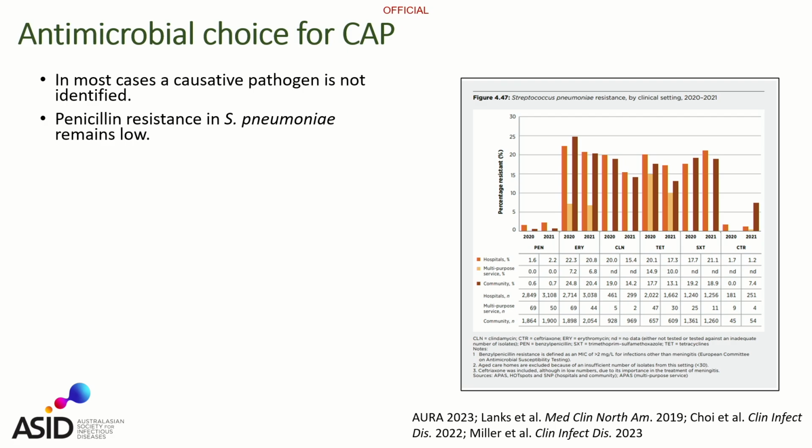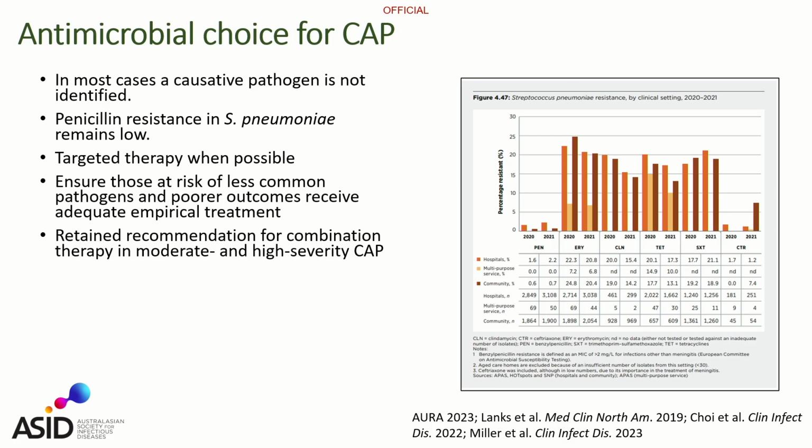Looking at the AURA data published in 2023, penicillin resistance in Australia remains very low. It is important to note that other agents that can be used as monotherapy, particularly for low severity community-acquired pneumonia, such as the macrolides and tetracyclines, have much higher rates of resistance to Streptococcus pneumoniae, up to 25% in some cases. So the aim is to give as targeted therapy as possible to limit that collateral damage associated with broader spectrum antibiotic agents, but then to ensure that those at risk of less common pathogens and poorer outcomes receive adequate empirical therapy.